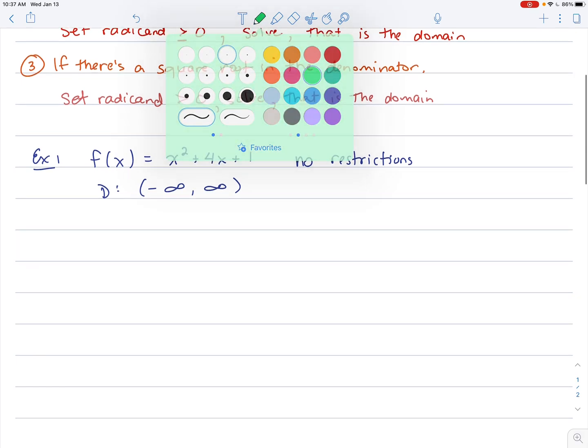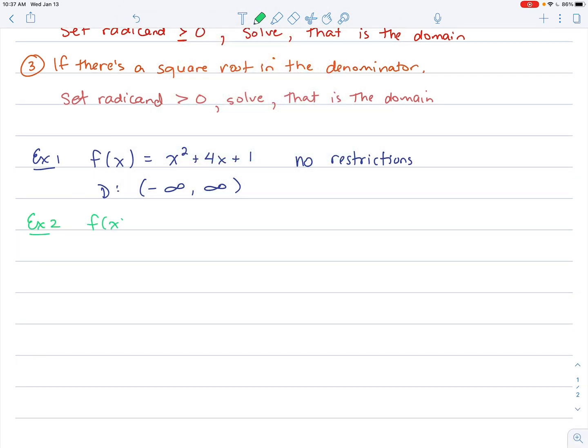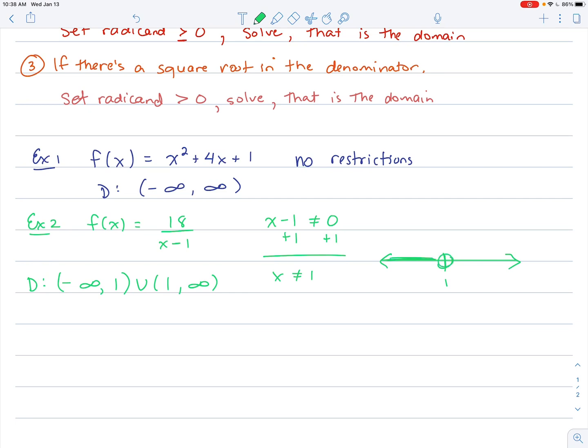Okay, the next thing that could happen would be if you have a denominator. Most numbers you could plug in for x, but the denominator can't be 0. So you take the denominator and set it equal to 0. I'm actually going to put a not equal to because this is the number that x can't be. x can't be 1, but it could be anything else. So the domain is all numbers except 1, which is negative infinity to 1, union with 1 to infinity. On a number line, that's all numbers with an open circle at 1, everything to the left and everything to the right.